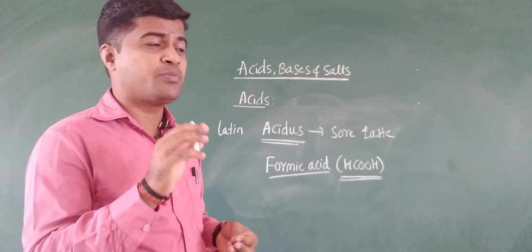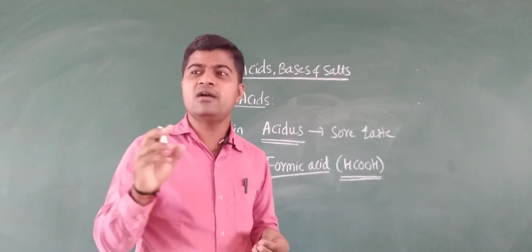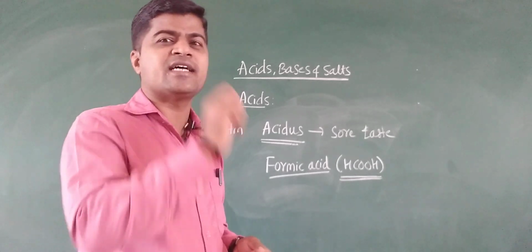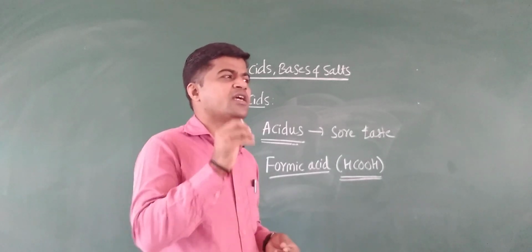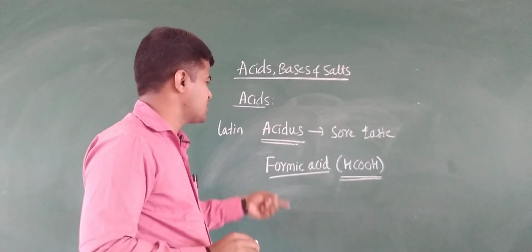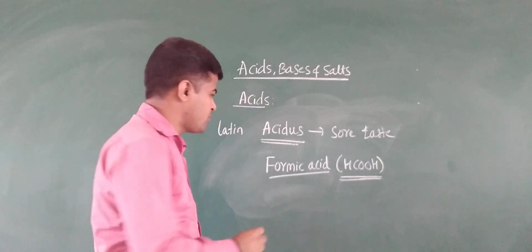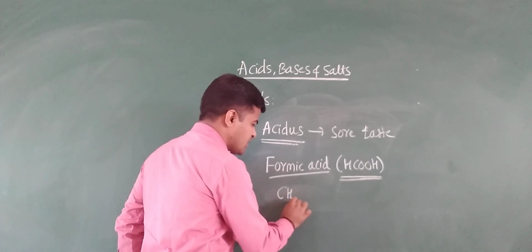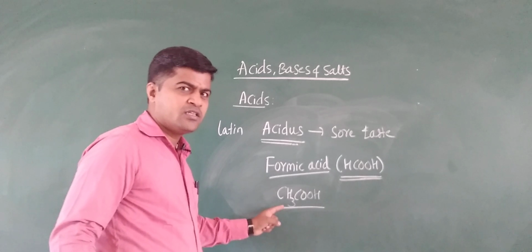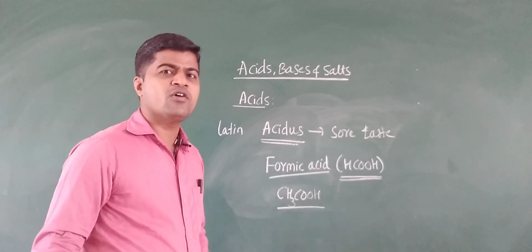Curd, I think everybody has experienced, is also sour in taste because it has lactic acid present in it. Acidus is where the word is derived from. There is formic acid, citric acid, and acetic acid, CH3COOH. This acetic acid is also called vinegar.